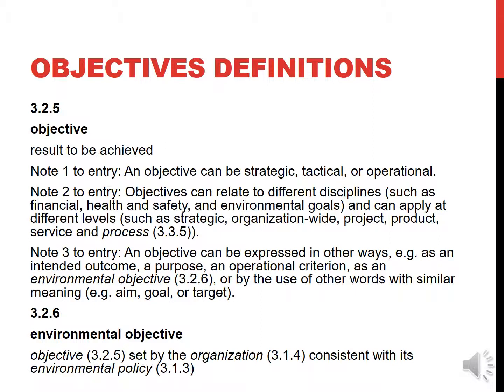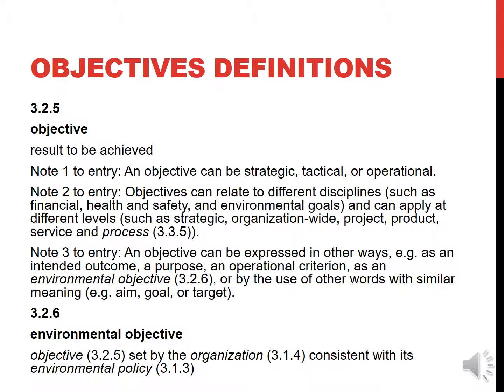And an objective can also be expressed in other ways, as an intended outcome, a purpose, or operational criterion, as an environmental objective, or by the use of words with similar meaning, a goal or target, an aim. So objective is a pretty flexible term, but think of it really as something that we need to do that includes a specific result that we have to achieve.